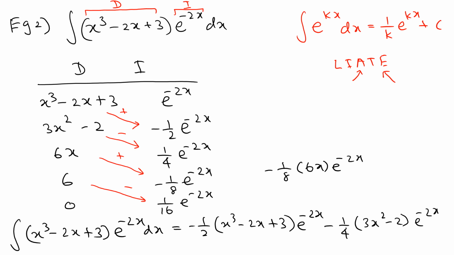And the last term is again minus. It's kind of interesting what happened here. All of them are minus. You get 6 over 16 e to the negative 2x. I didn't simplify here, I just wrote it like that. And then add a c here. So that is the answer.